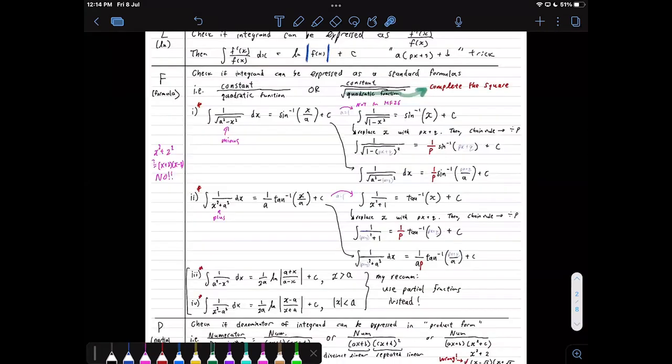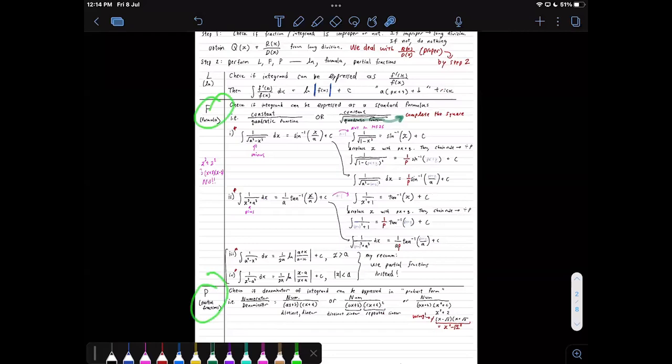That was the L. Now you've got F and P. F tells you that if you follow these formats, you will have to use the standard formula. My standard trick is to make sure my a square is a 1. Notice also that these are all two terms only, quadratic and constant. So you're missing a linear term, you must complete the square. Okay, make sure you complete the square, so that you can get it into these 4 formats.